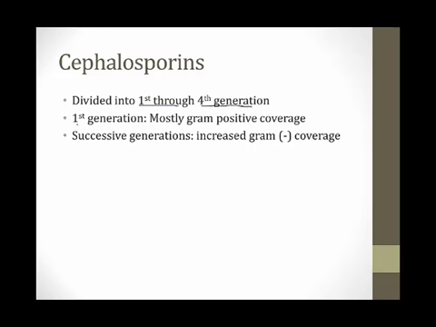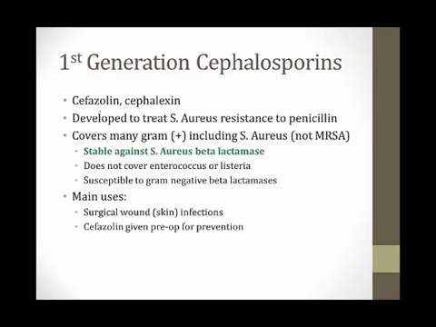The first generation drugs have mostly gram-positive coverage. The successive generations have increasing gram-negative coverage. The first generation cephalosporins include cefazolin and cephalexin. These drugs were developed at a time when Staph aureus was showing lots of resistance to penicillin. So if you know that, it's easy to remember that these antibiotics cover many gram-positives, including Staph aureus, although not MRSA. They are stable against the Staph aureus beta-lactamase.